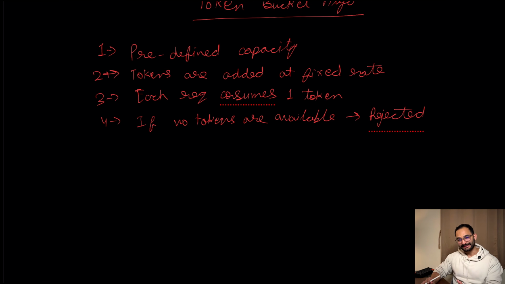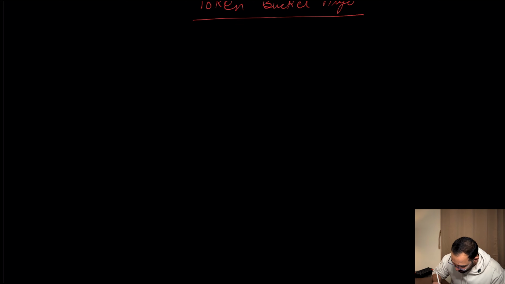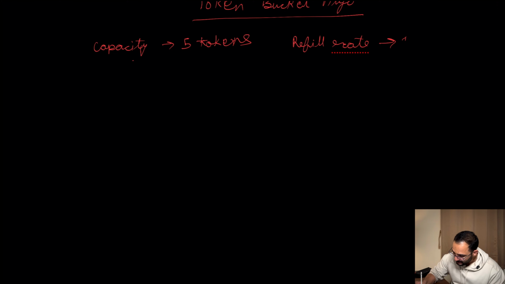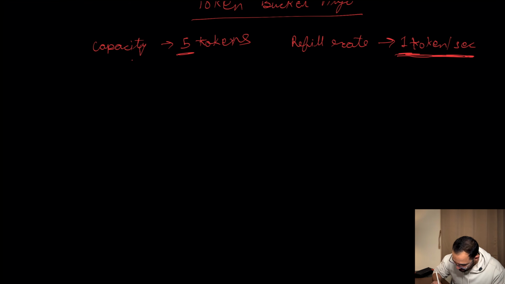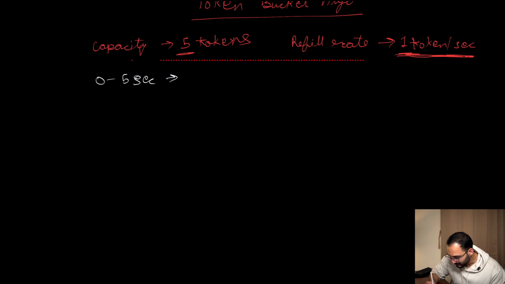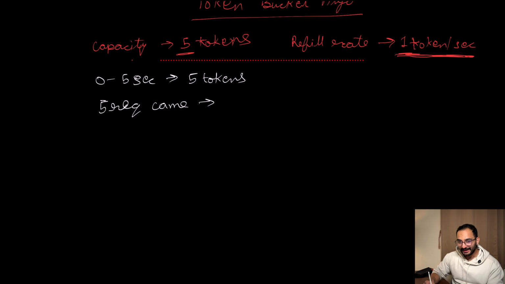Now let's understand this token bucket algorithm with an example. Let's say we have a system with a capacity of 5 tokens, and the refill rate is 1 token per second. Let's say from 0 to 5 seconds, our system was idle and we accumulated 5 tokens. Now 5 requests came, and they are all allowed. So currently, let's say our tokens are 5.